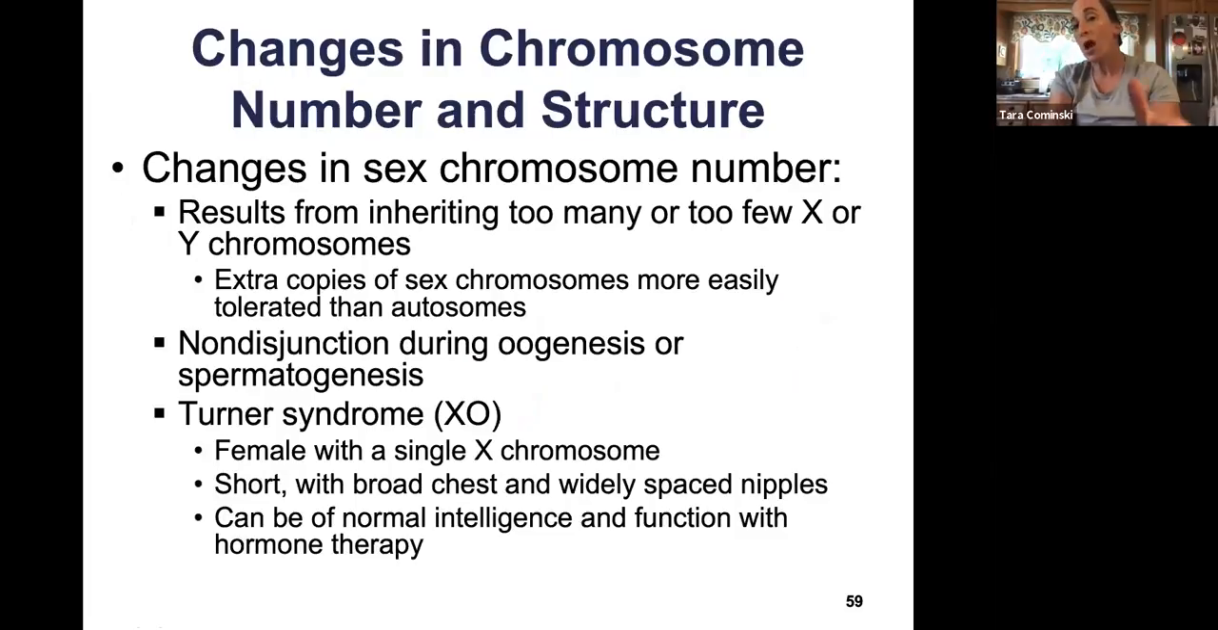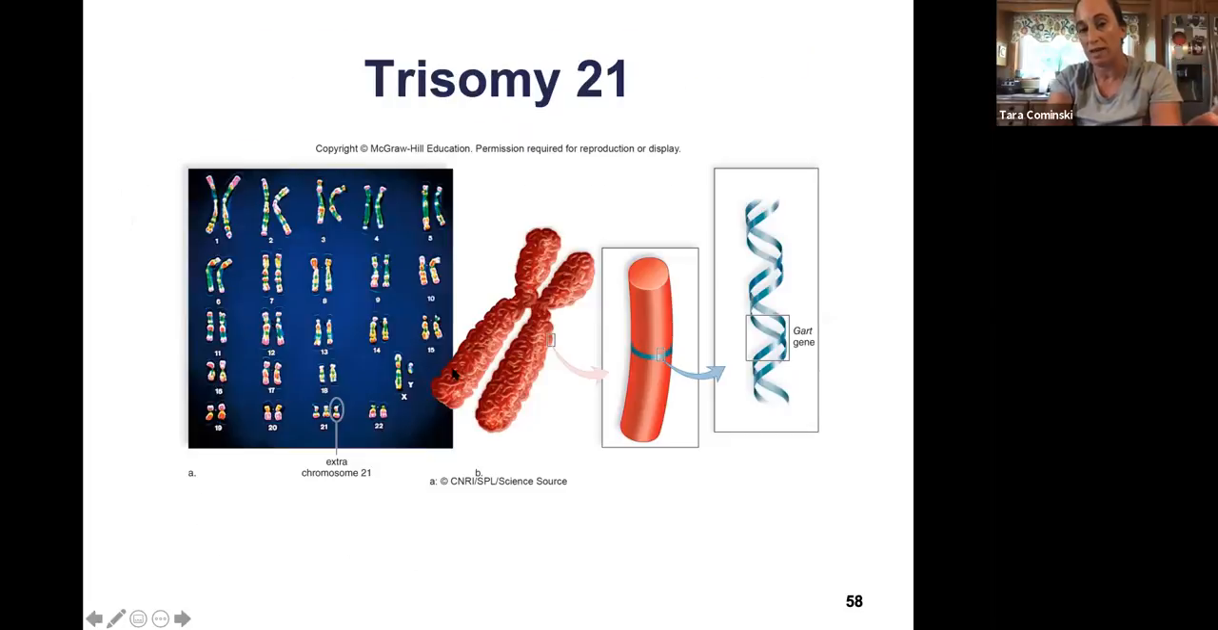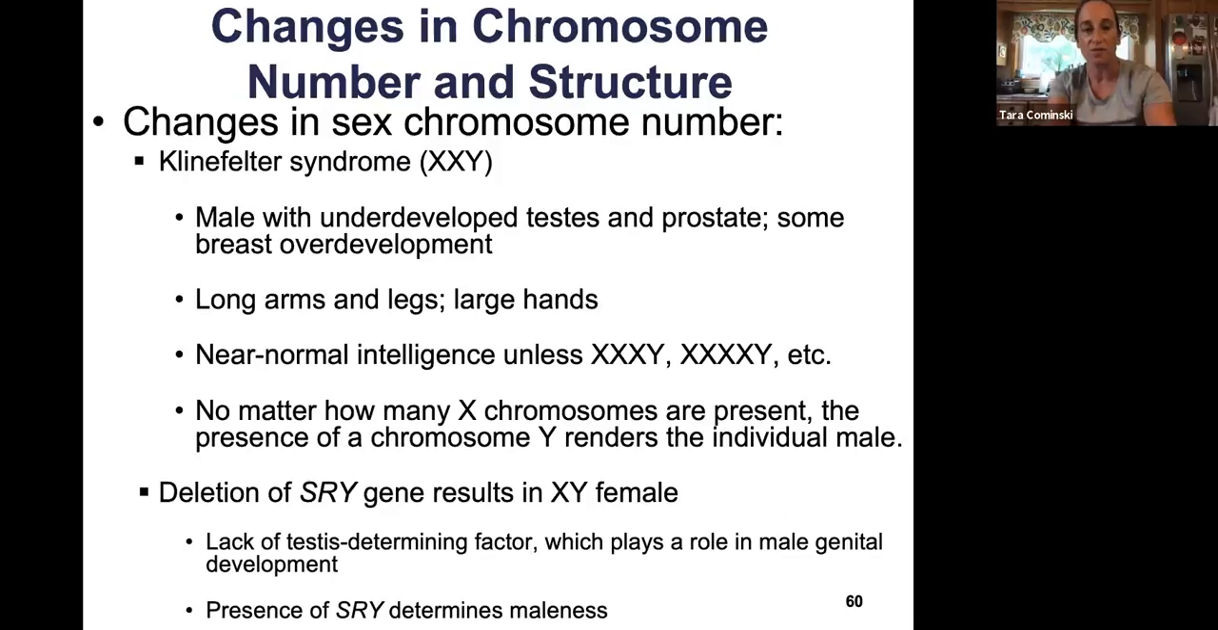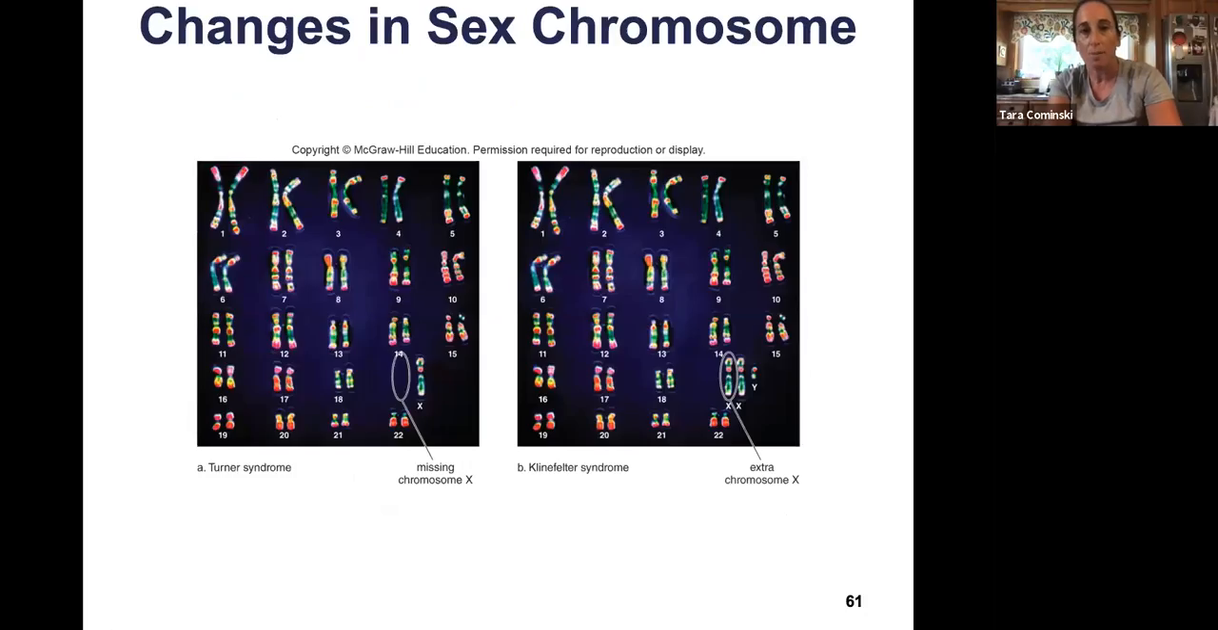We also talked a lot about changes in chromosome number that occur in the sex chromosomes, the X or Y chromosome. These are a lot more tolerable. With Turner syndrome, it's a female, but instead of having 2 X chromosomes, just 1. Normal intelligence, and usually there's not much else wrong except some aberrations in sex characteristics. And then we talked about Klinefelter as well. Same thing, we should be able to identify what we're showing here based on these karyotypes.